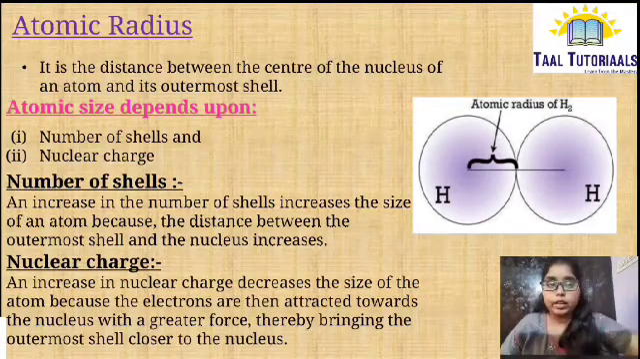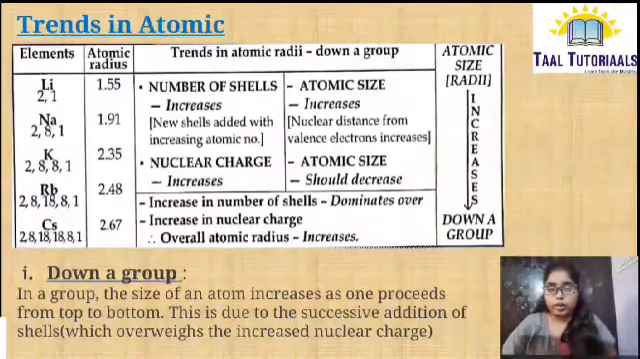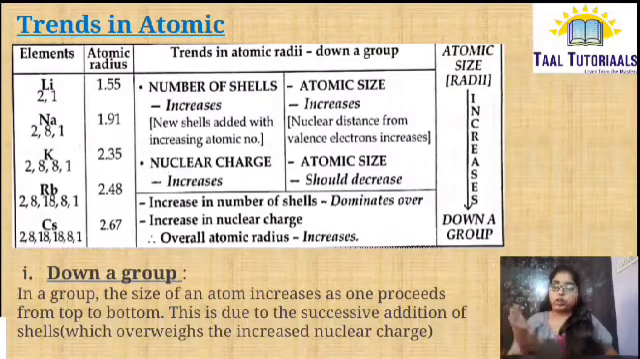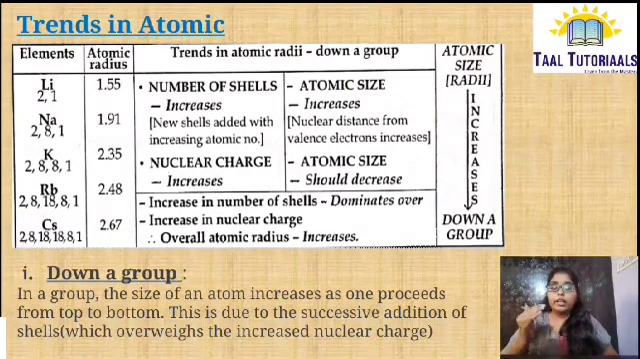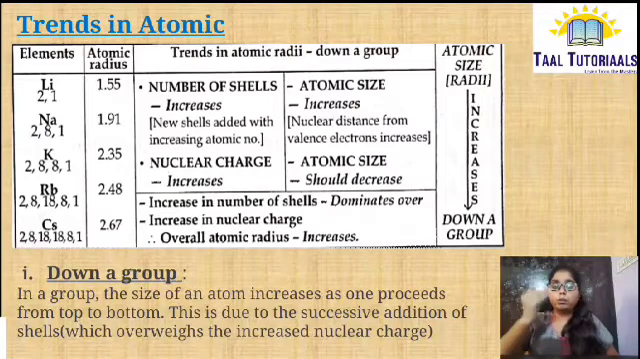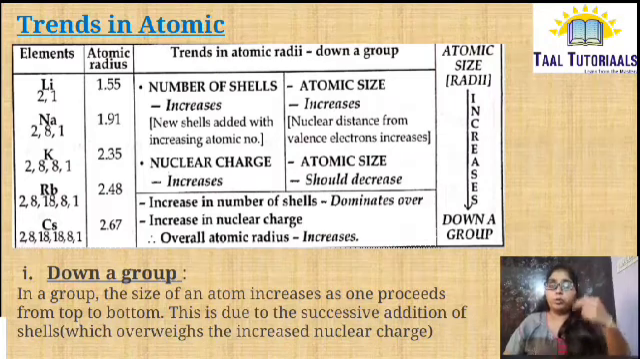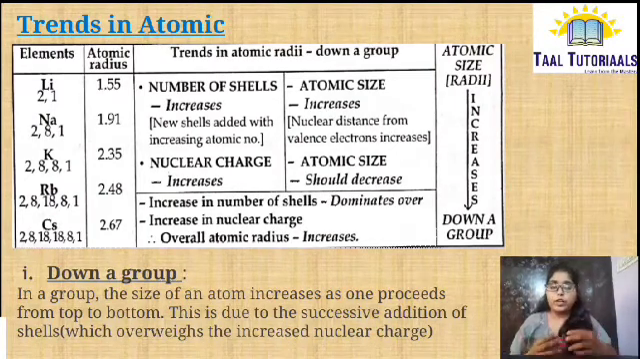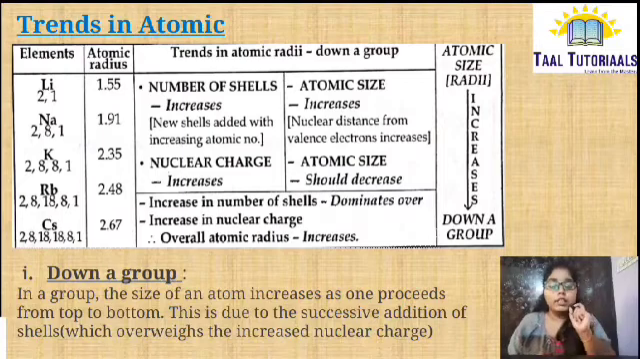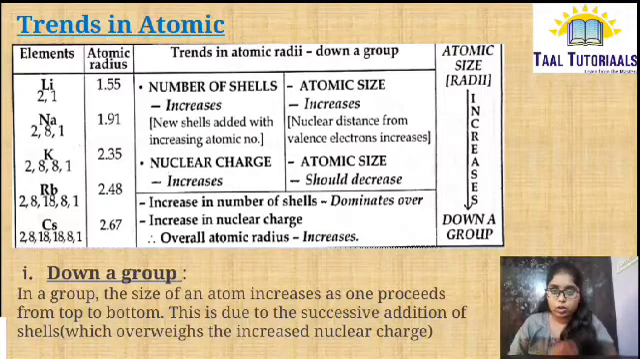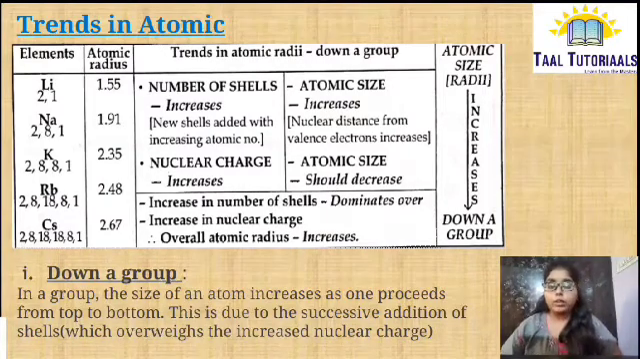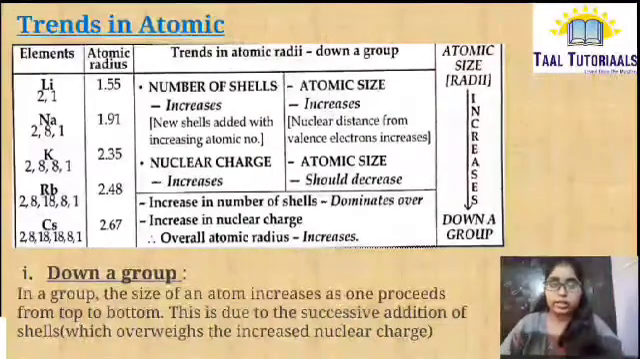Then comes trends in atomic radius. We have to take down the group and across the period. First we will take down the group. In a group, the size of an atom increases as one proceeds from top to bottom. This is due to the successive addition of shells. When you come from top to bottom, there is an increase in shells, which increases the distance between the center of the nucleus and the outermost shell. That makes the atomic size also increase. So overall, down a group, the atomic radius increases.